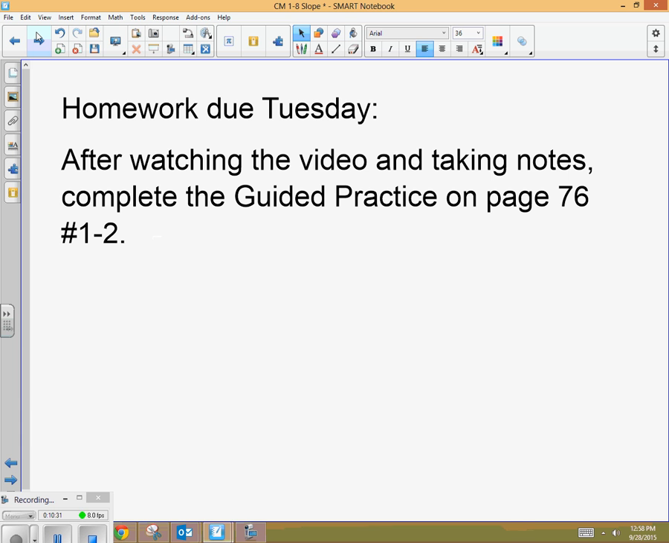Okay, your homework tonight is to complete the guided practice problems on page 76. It's only 2 problems, numbers 1 and 2. Since this was a short lesson, I want you to go ahead and try that. And in class tomorrow, we will review and cover the independent practice and some higher order thinking problems.